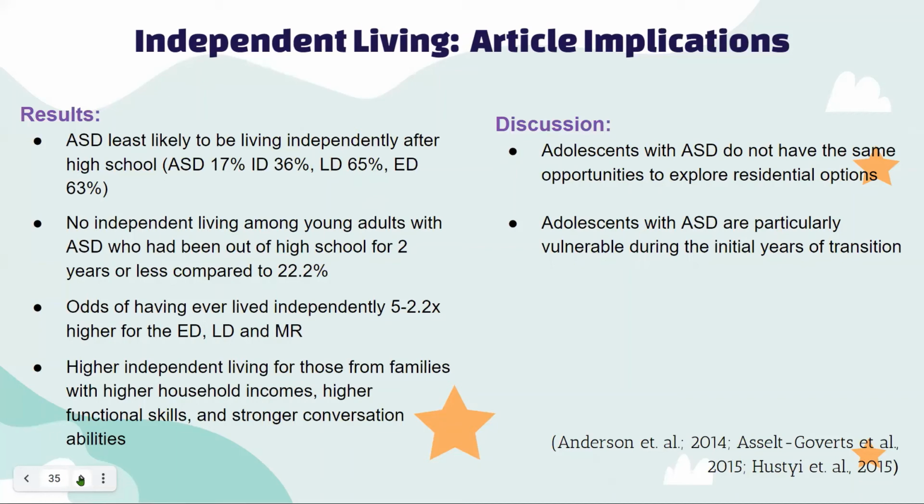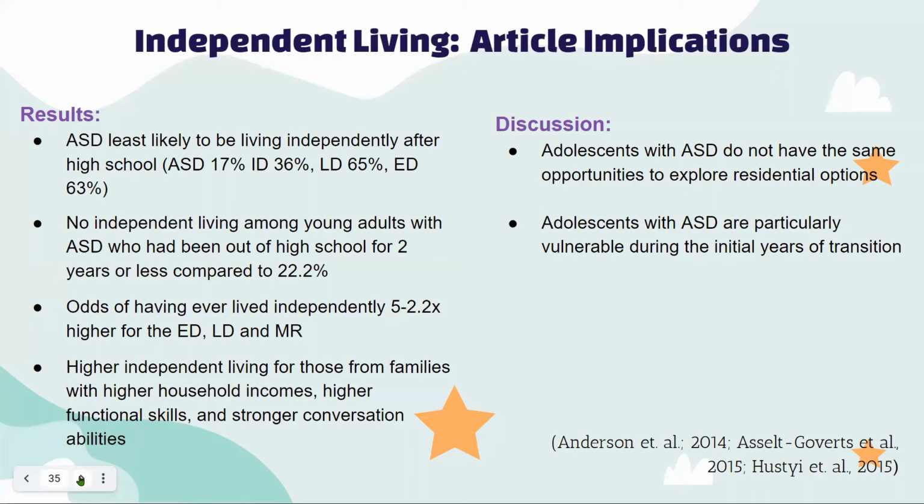There were higher correlates of independent living for those from families with higher household incomes, higher functional skills, and stronger conversational abilities. And this finding is congruent with results in a study by Heist et al. in 2015, which found that increased autistic symptomology has a negative correlation with rates of independent living.